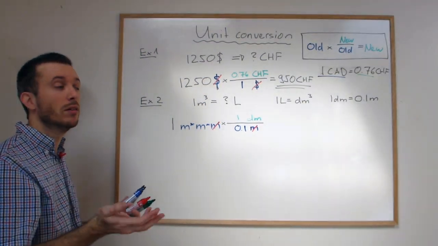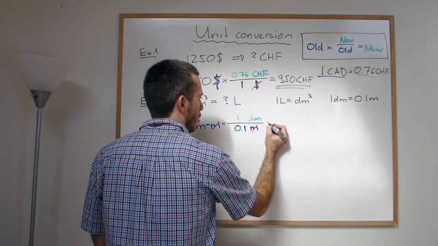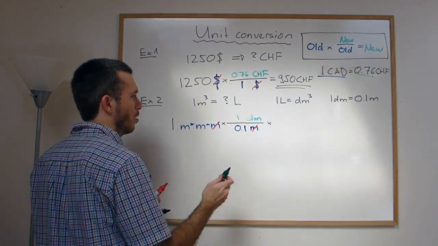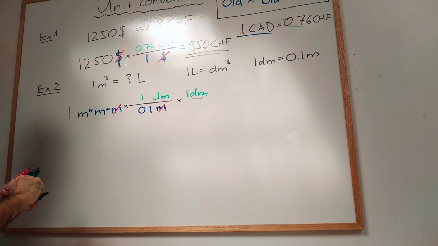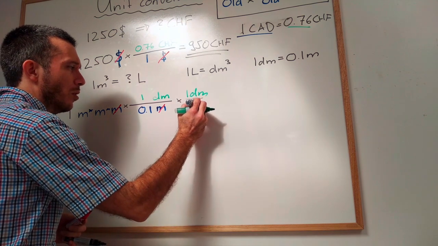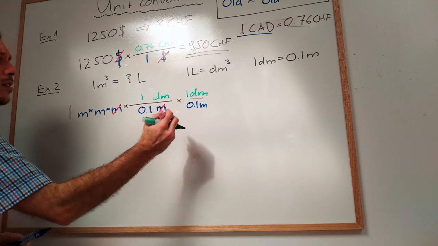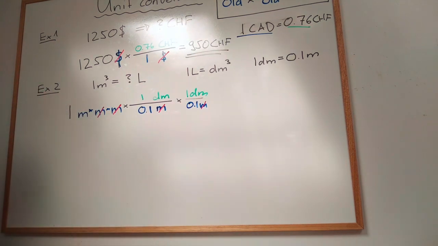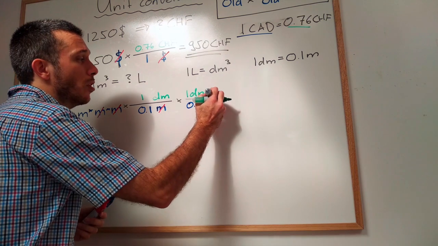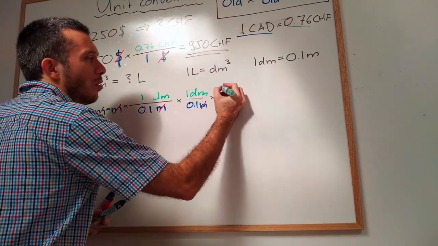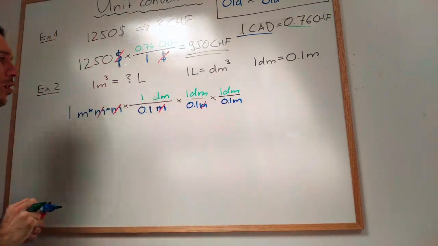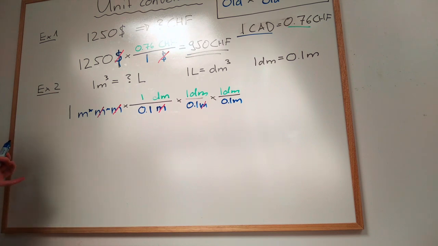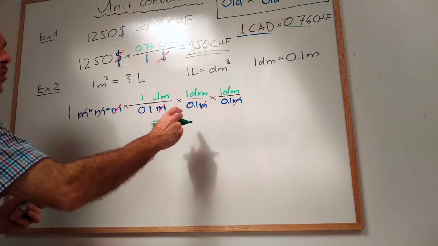So what do we do? Well, we do it again. One decimeter is 0.1 meter. I do my unit analysis. I have 1 left, so I have to do it once more. 1 decimeter is 0.1 meter. And unit analysis, my meter cubes are gone, and now I have decimeter cube.